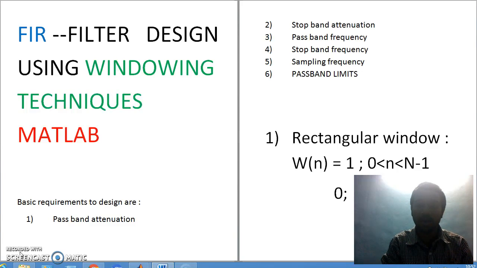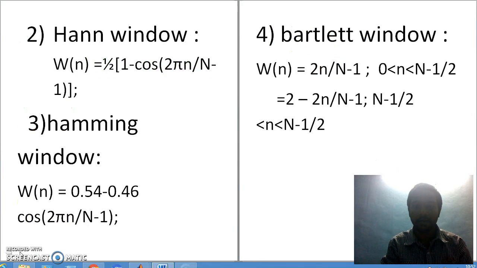First one is shown here, a rectangular window, and the rectangular window function is given as omega n equal to 1 for 0 less than n less than N minus 1, 0 otherwise. Similarly, we have other three windows here. I did not show the Kaiser window function here as it is a little complex one, which will be dealt with the Bessel function. So here are the remaining three functions. You can look at them carefully and we shall go for the program.